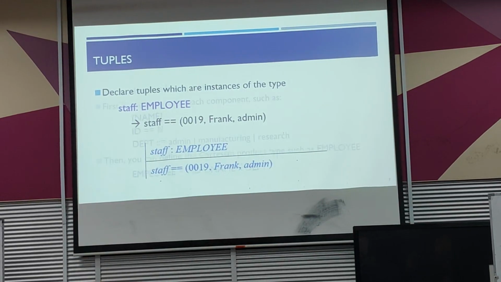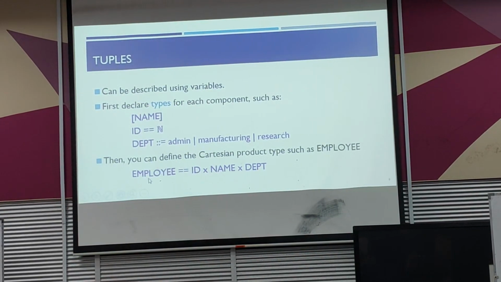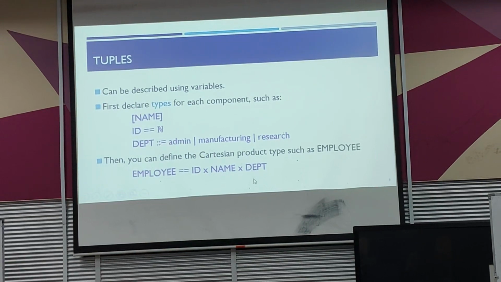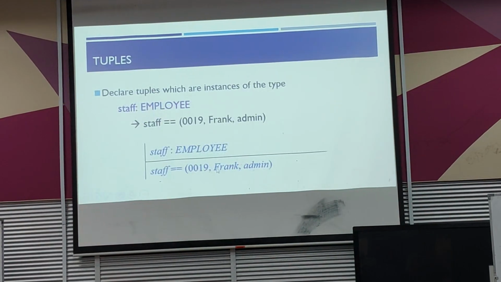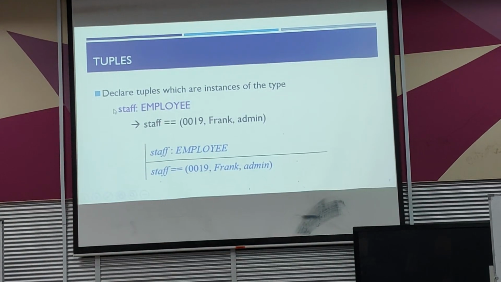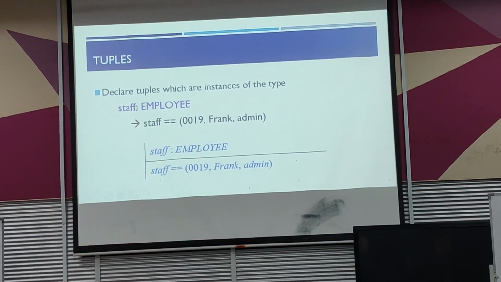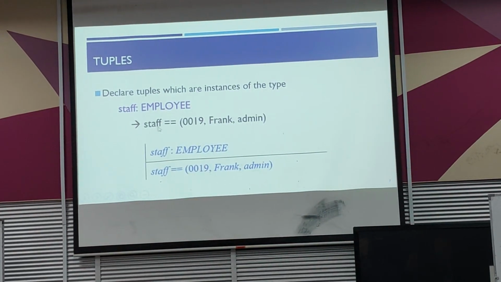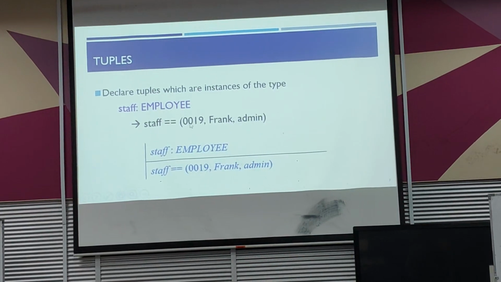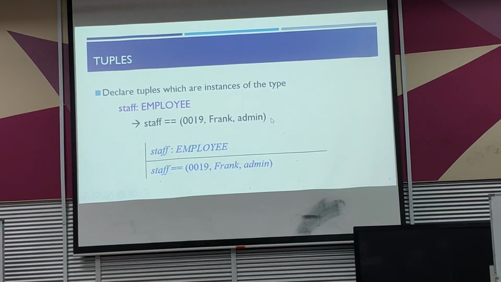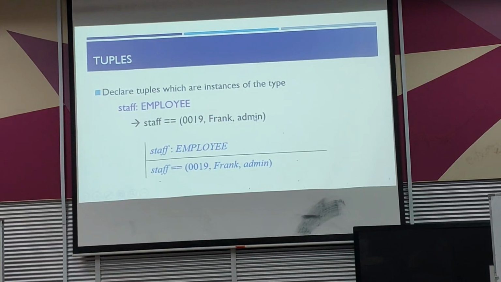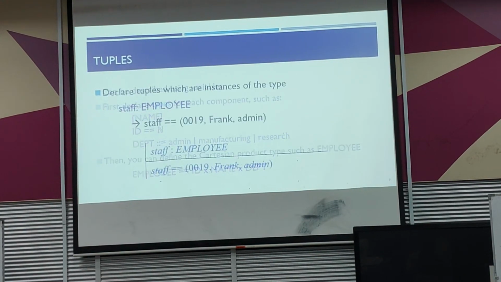So if let's say I do Cartesian product like this, employee, ID, name, department, then if I declare a variable called staff of type employee, then actually my data for staff can be like this, where I have 3 data inside a record. So I have ID, name, and department just now. So I have 3 like this.